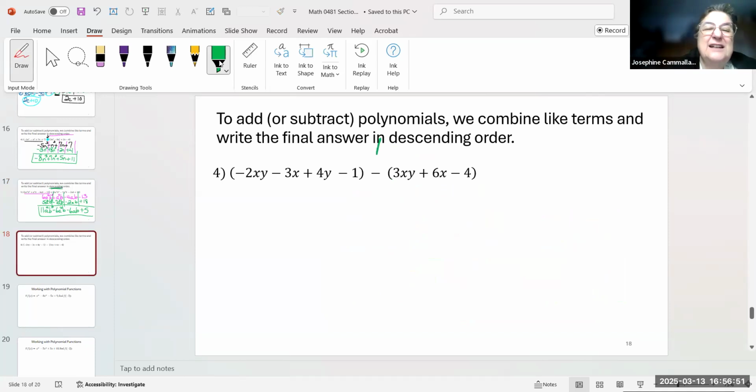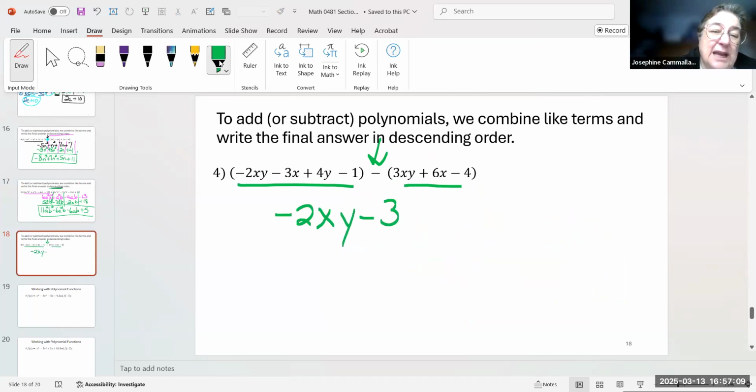Right here. Now, notice that this first parenthesis has 4 terms. The second has 3 terms. I'm going to write my first one. 2xy minus 3x plus 4y minus 1.